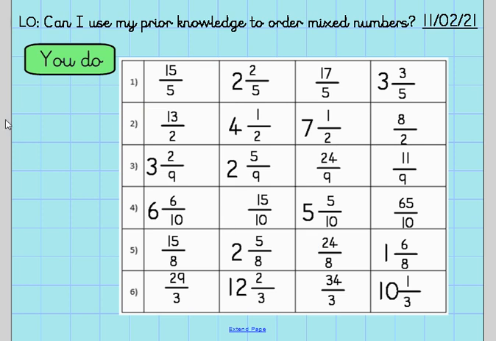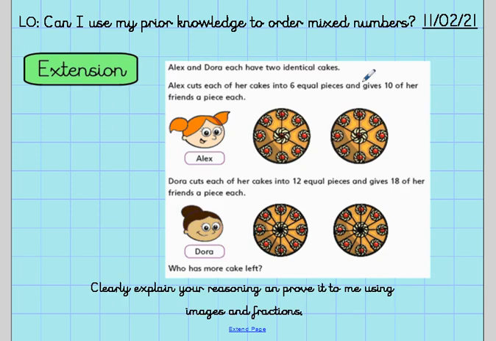If, okay, you fly through that, there are some extensions. If you don't get to the extensions, don't panic, okay? That's not a problem if you don't get to the extension. So there are 2 extensions today.